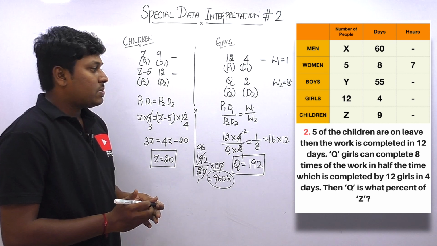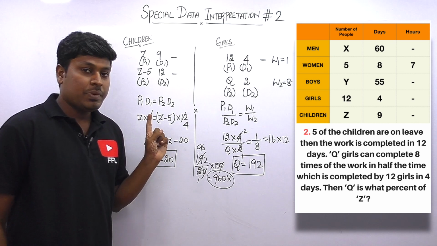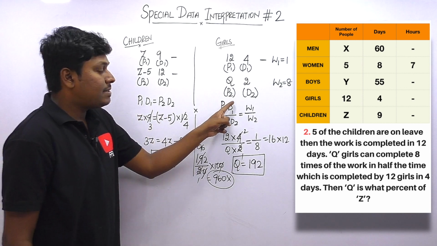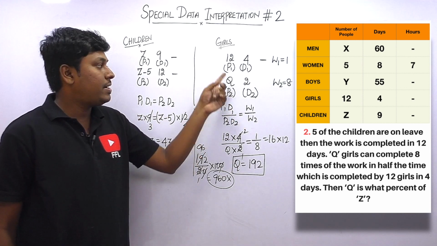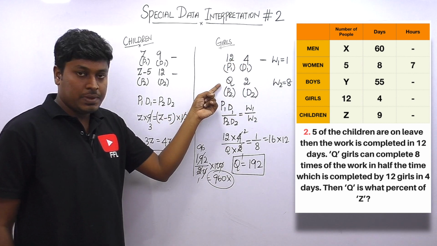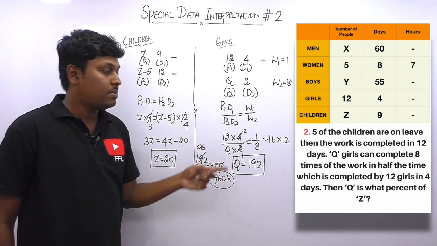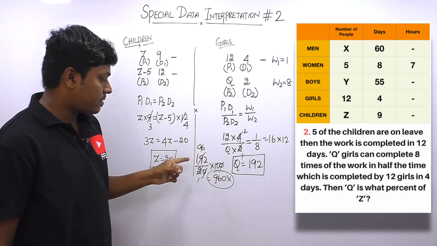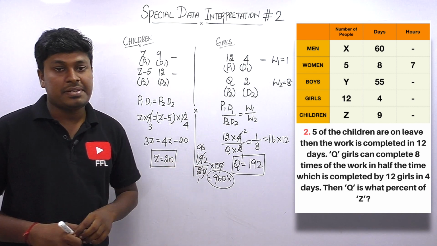Interesting question. So here we have used the formula P1 D1 is equal to P2 D2 because in both the cases children are doing the same work. But in this case where work is different, 12 complete a piece of job in 4 days and work is 1 times, and here Q girls complete 8 times the job. So here they are talking about the work, the formula changes here. So finally we can say that the answer for this question is 960 percent.